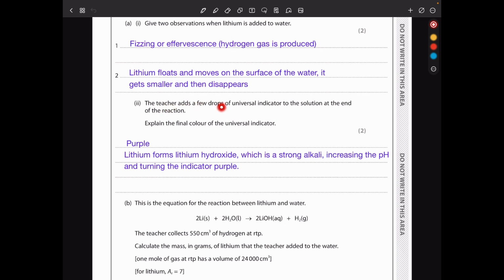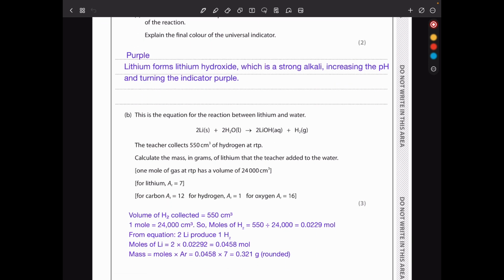Then next, the teacher adds a few drops of universal indicator to the solution at the end of the reaction. Explain the final color of the universal indicator. When this reaction takes place, lithium hydroxide and hydrogen are produced, and the lithium hydroxide is going to be an alkali, so we expect the universal indicator color to turn purple. So I said purple. Lithium forms lithium hydroxide, which is a strong alkali, increasing the pH and turning the indicator purple.